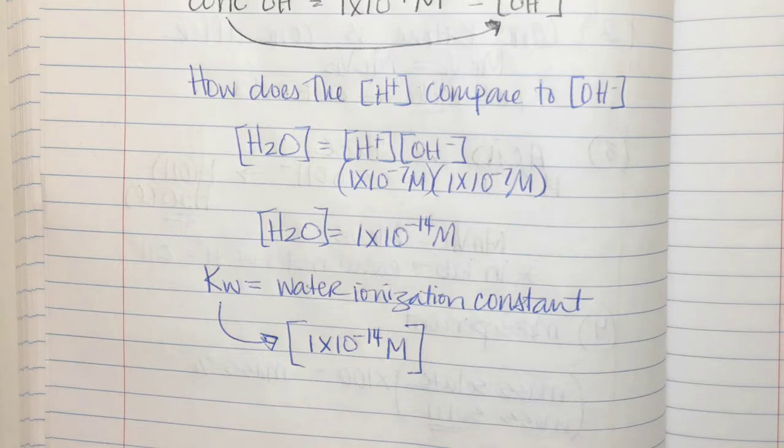So this is a measurement of how well a compound will break apart. Water breaks apart perfectly, and so we get this 1 times 10 to the negative 14. But that's not a constant for every substance. It changes for every single substance. The lower the number, the less likely it is to break apart. Is that what you said? Yeah.